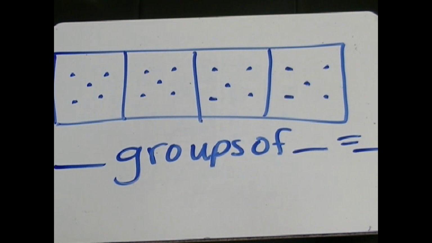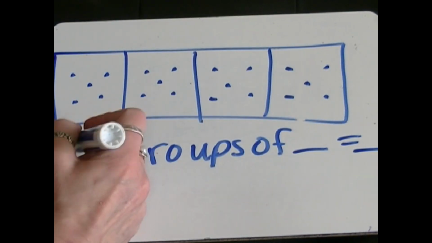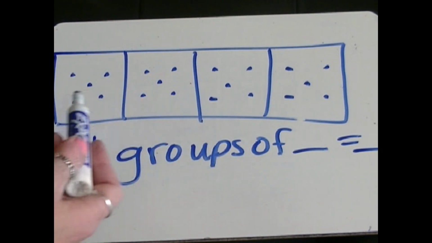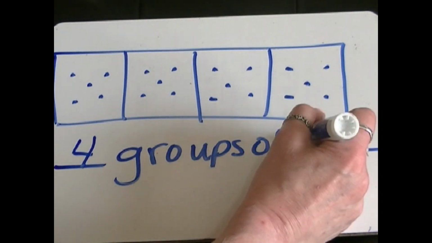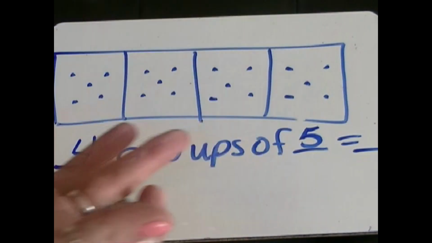I hope you were thinking what I'm thinking. How many groups? Okay, well, let's count the groups in the tape diagram. 1, 2, 3, 4. There are 4 groups in this tape diagram. Of what? How many are in each group? 1, 2, 3, 4, 5. There are 5 in each group. So 4 groups of 5 equals what?